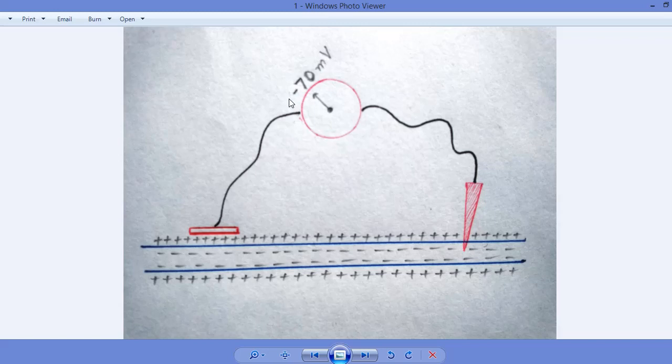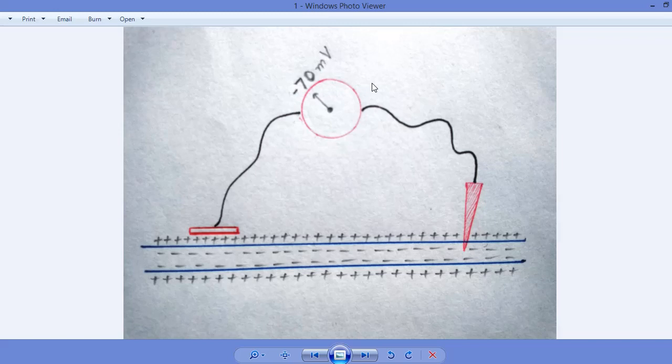This minus 70 reading is shown as a comparable parameter, because if we put an electrode inside the cytosol, we cannot have this minus 70 in the absence of the other electrode. If we also put an electrode externally, then we can get this minus 70 millivolt. So this minus 70 millivolt is a comparable reading, and it shows the resting membrane potential of a neuron.